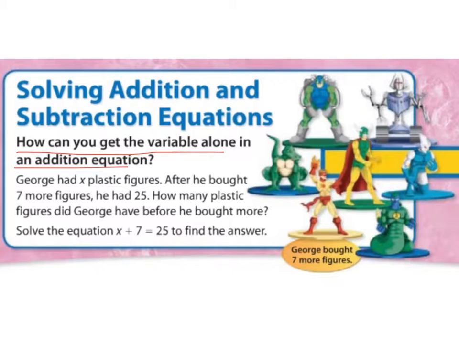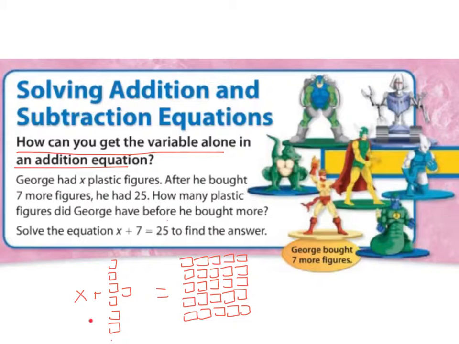So sometimes you'd have to write your own equation. This time they give it to you, but it's X plus 7, so this is how many he had first, plus how many he got, equals 25. And we want to know, how many did he have before he bought more? Okay, so we're trying to find X in this situation.